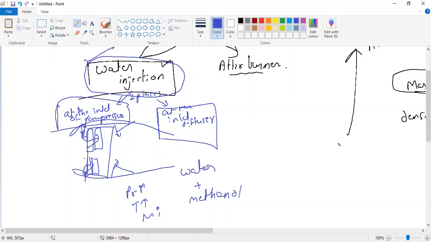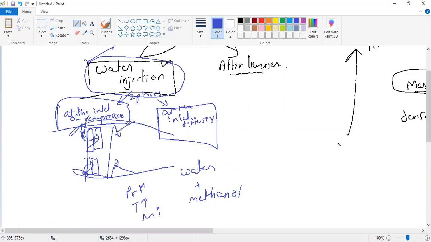But what I'm talking about is, sorry, methanol. So methanol cannot be drunk. If someone drinks this, he will die on the spot, beta. It's very, very poisonous. So what we do is we take a mixture of water and methanol, and we'll do the same thing. We'll add it either at the inlet of the compressor or at the inlet of the diffuser.